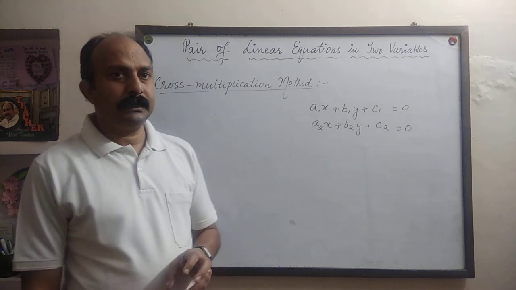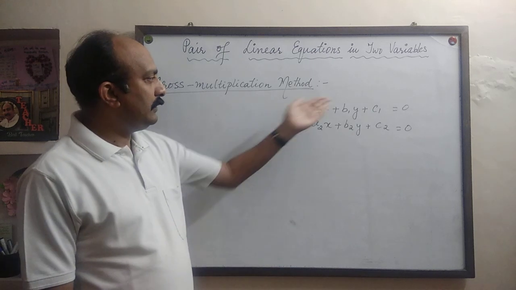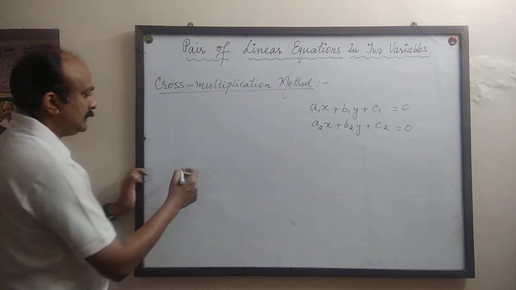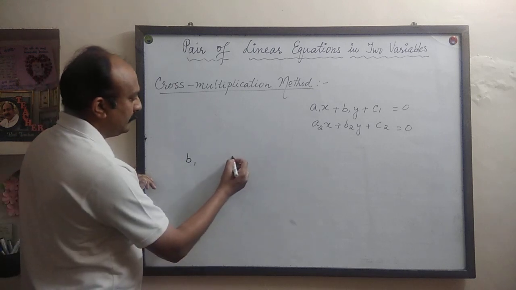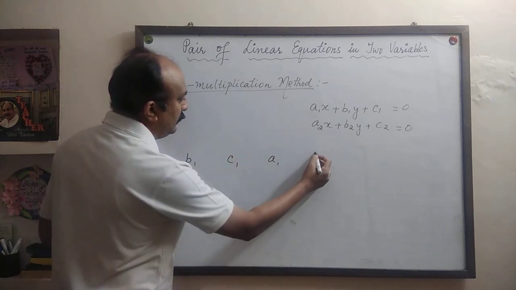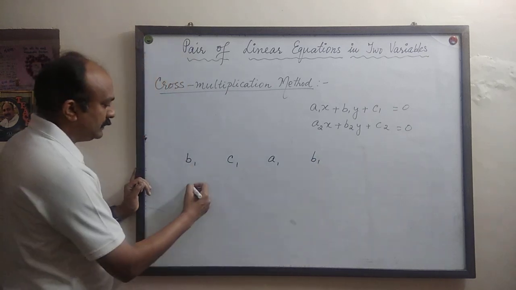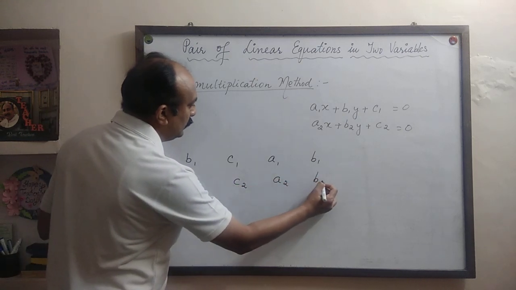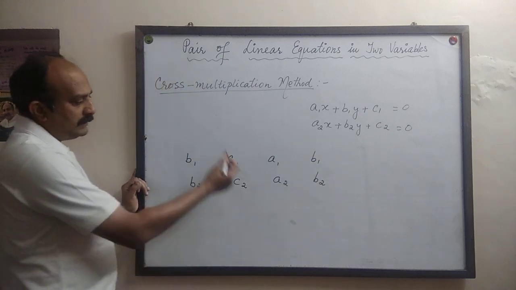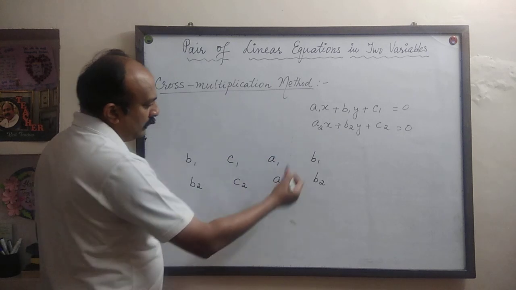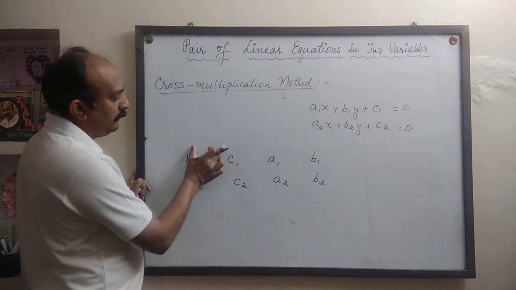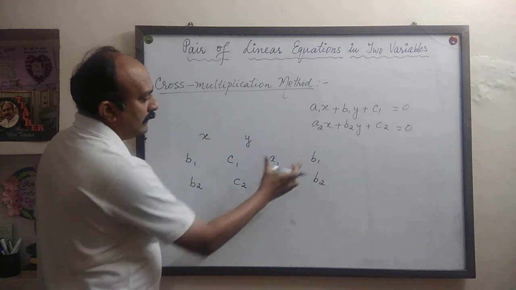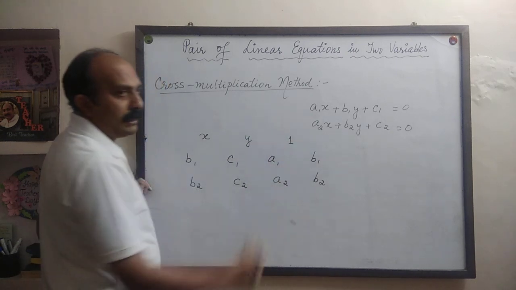I am going to write the coefficients of the first and second equation in a special order. I am going to write the coefficients in this way: b1, c1, a1, b1. Below that, b2, c2, a2, b2. And here, in between the first and second, I am writing x. In between these two, I am writing y. In between these two, I am writing 1.